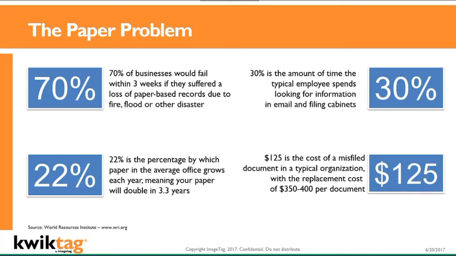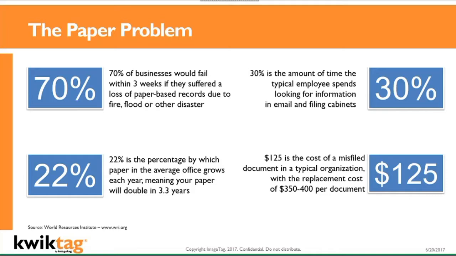So another important point, lower left, 22%. This is the percentage by which paper is growing in a typical office on an annual basis. So what that means is in a period of about 3 years, your paper is doubling. Faster, of course, if you're a larger organization.